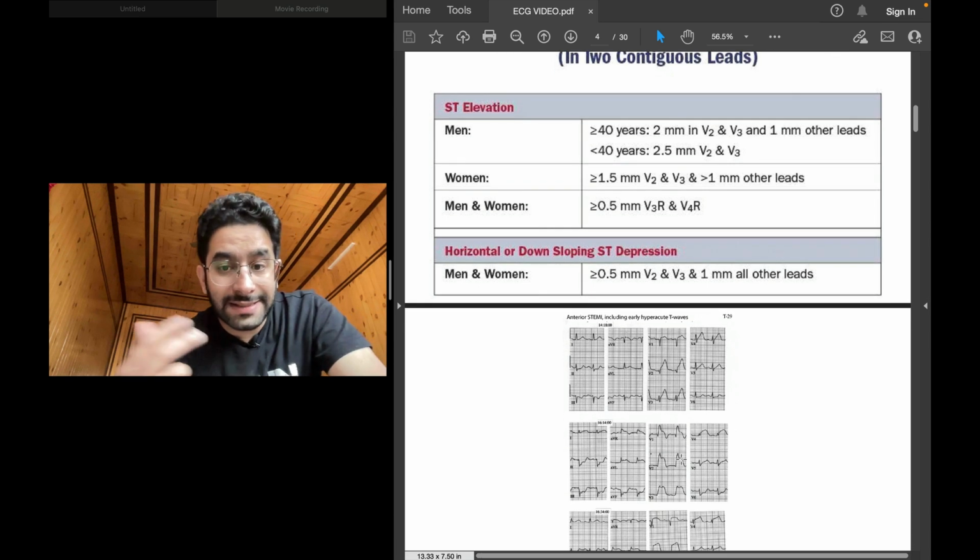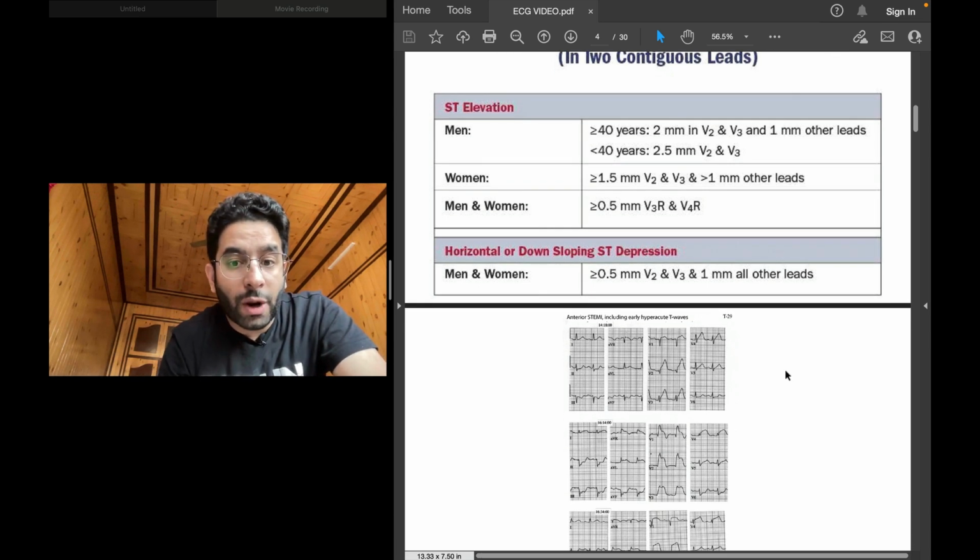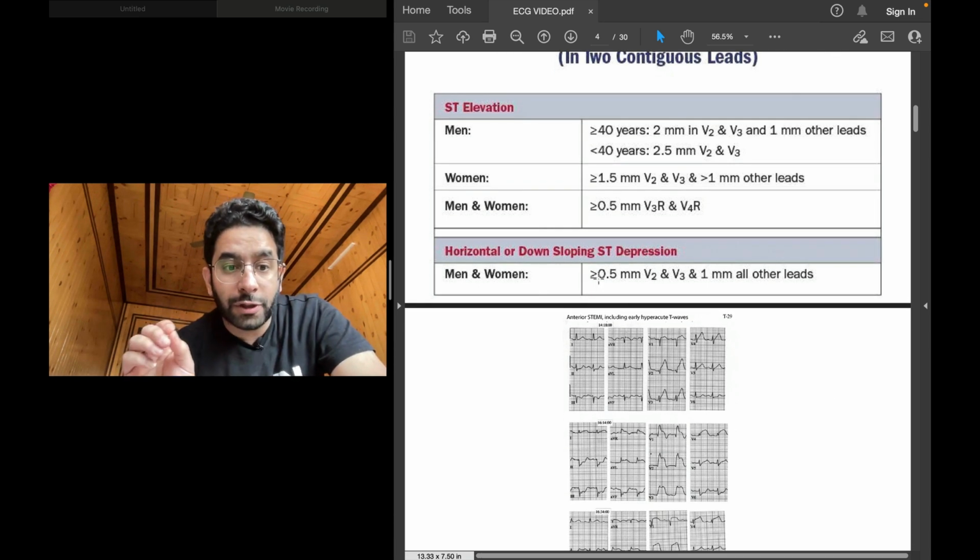Okay. And what about ST segment depressions? The cutoff is 0.5 millimeter. Anything more than or equal to 0.5 millimeter depression in the ST segment is significant ST segment depression, right?